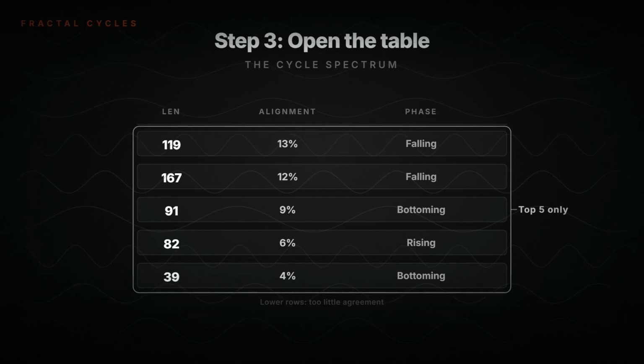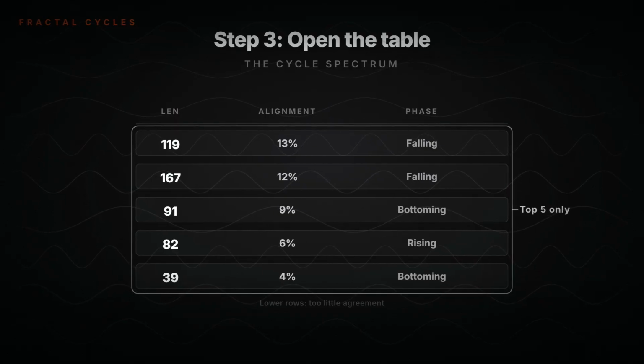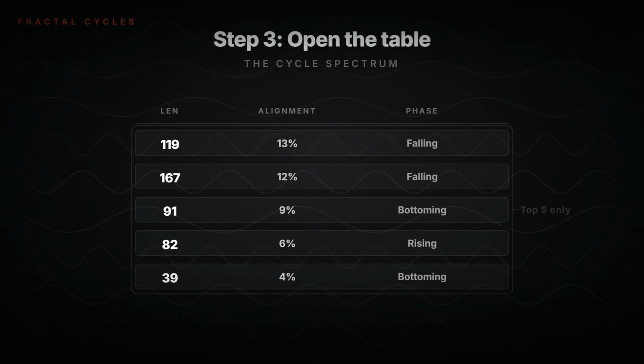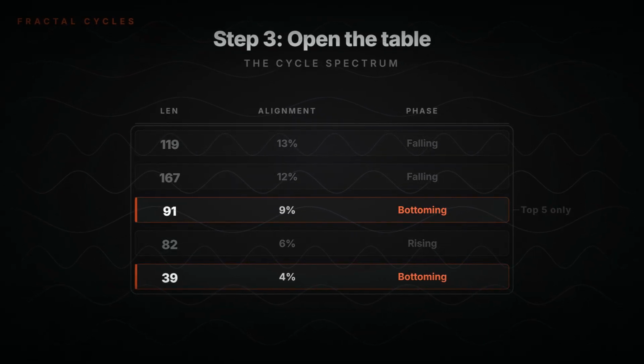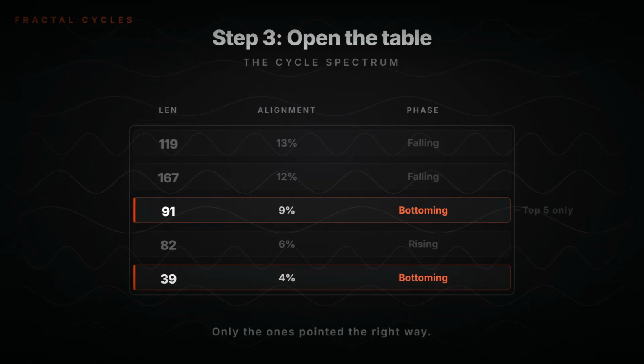Inside those top 5, I look at one more column, which is called phase. On the buy side, I keep only the rows marked bottoming, because that means the cycle is near its own low right now and is pointed to turn upward. On the sell side, I keep the rows marked peaking instead. A cycle that is simply rising or falling in the middle of its swing tells you nothing about the turn forming today, and so it gets ignored, no matter how good its other numbers happen to look.